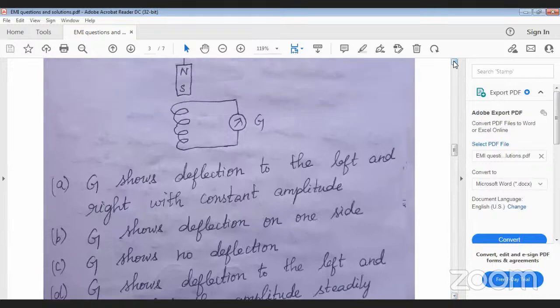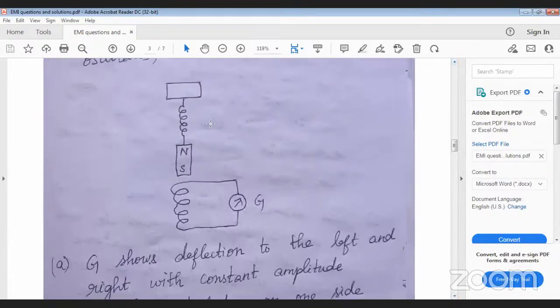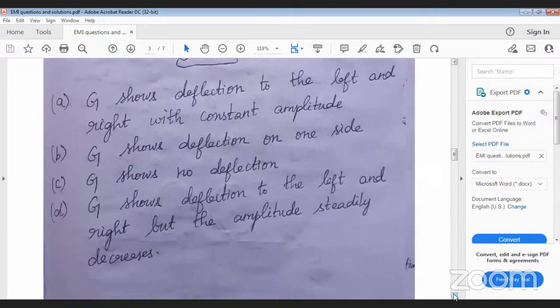Sir? Yes, yes, ma'am. Yes, doubt, sir. You please tell me. Sir, for this question the answer will be, sir, could you scroll down, sir? Yes, will do. Sir, it'll be option D, right, sir? It shows deflection, but the amplitude decreases steadily. G shows deflection to the left and right, but the amplitude steadily decreases. This is the answer for this question.